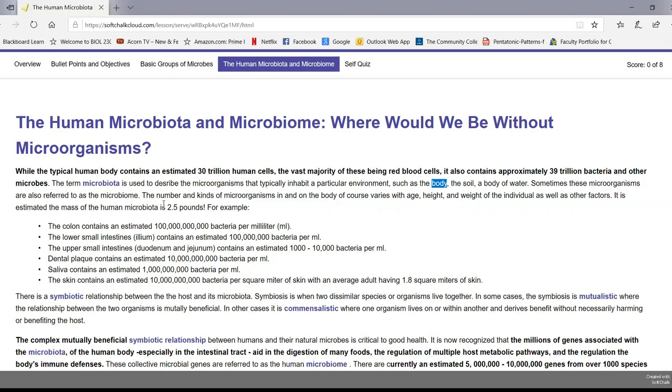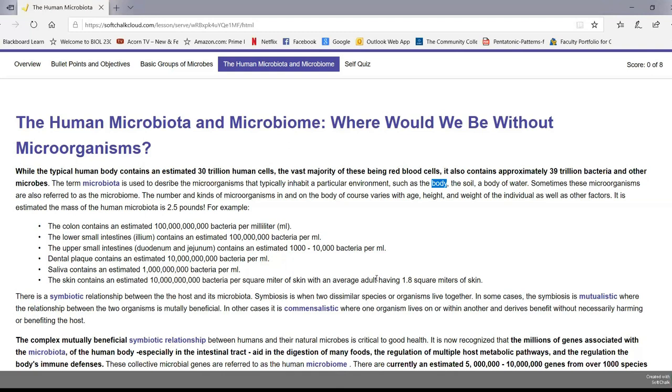Ecologists tend to use microbiome to describe the organisms as well that inhabit a particular environment. But in microbiology, we tend to use microbiota to refer to the microbes that are inhabiting an environment. And we use the term microbiome, which we'll talk about down here a little further, to describe the collective genes associated with the microbiota. So for our purposes, microbiota will describe the microorganisms that inhabit a particular environment, and in this case, the human body.